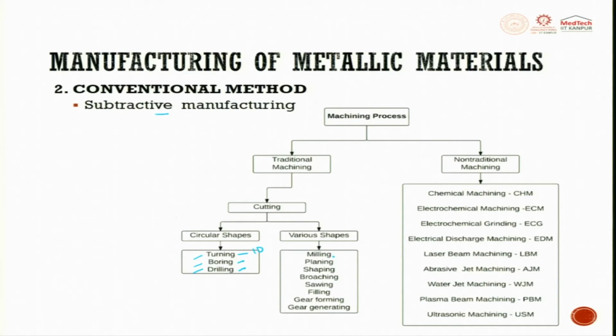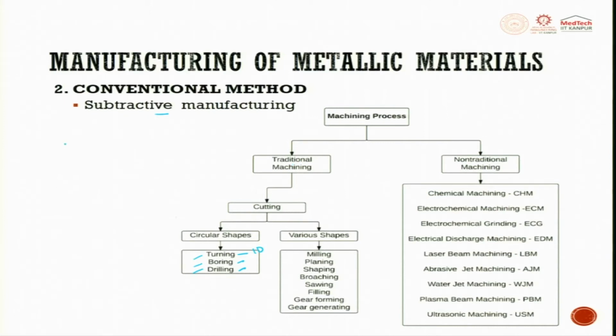So, milling, you can have horizontal milling or vertical milling, depending upon your requirement, you choose the process. Planing is also the same. Shaping, you again have a single point tool, but you try to generate prismatic parts or something like straight line parts. Broaching, sawing, mill filling, and then you have gear forming and gear generation. These are all various shaping processes which fall under cutting to create complex geometry.